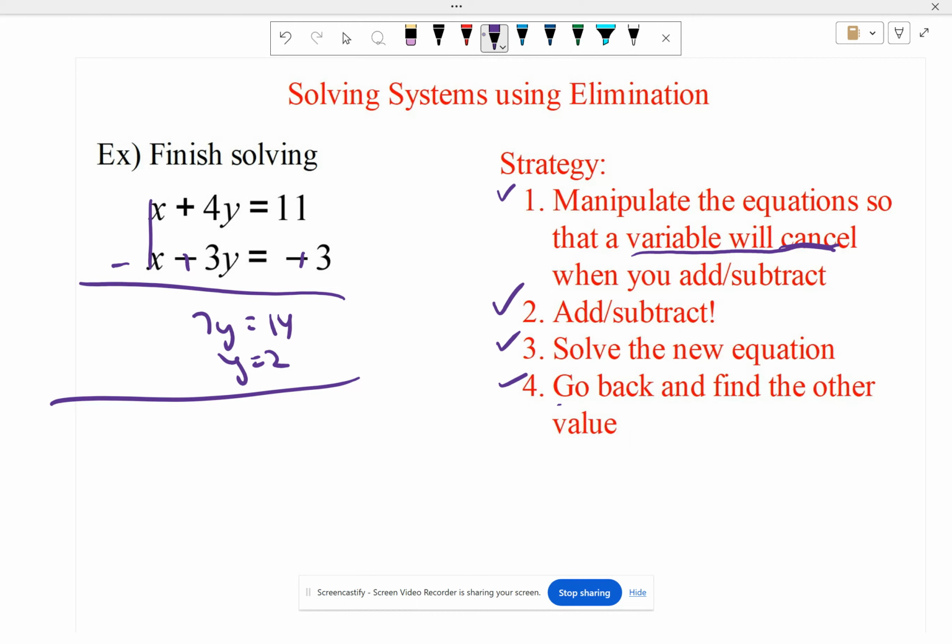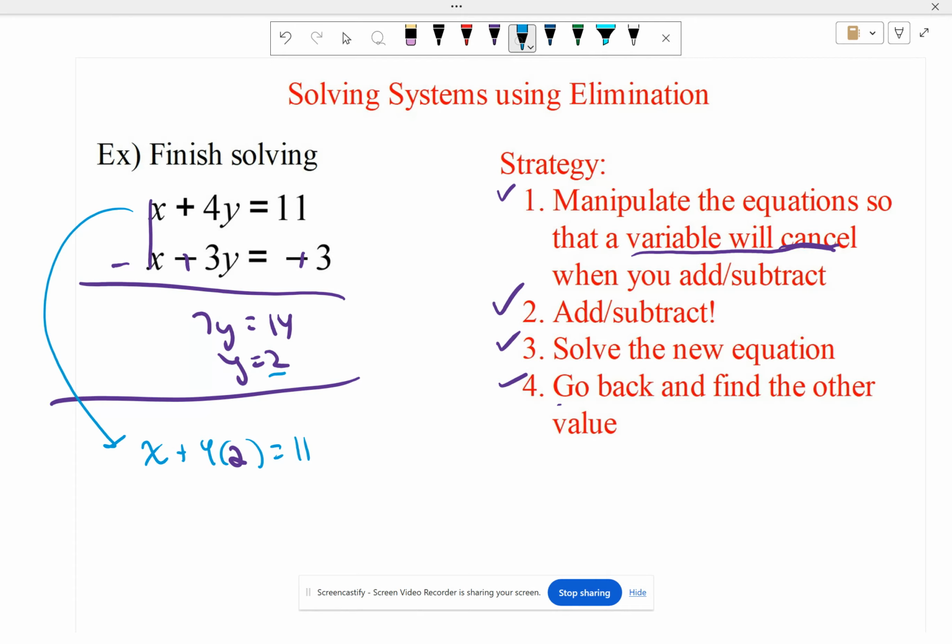Now that I know y is 2, we can pick either of these equations to plug y equals 2 in to solve. So I'm going to pick the top one. The top one is x plus 4y equals 11, but I'm not going to put a y here. Instead, I'm going to substitute the value 2 into the equation.